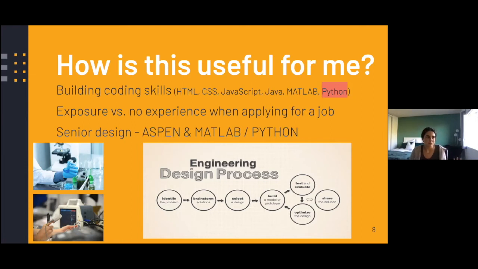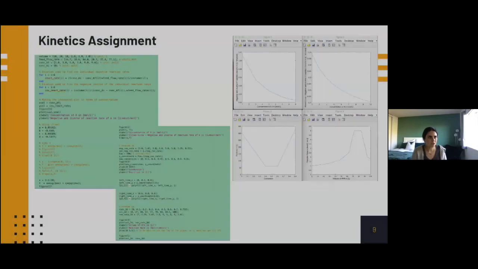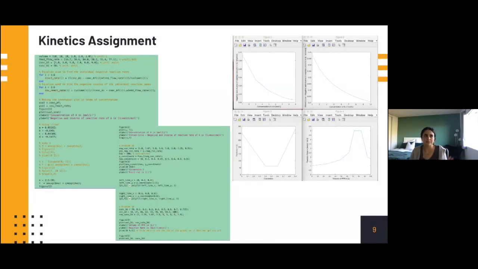Why I'm bringing this up is that although Aspen does some calculations for me, I can even add Python on top of my Aspen simulations to have even more data sets and even more analysis. So it's definitely a good skill to have on top of what I'm doing right now in Aspen in my senior design project. Here are some examples of what I was doing in MATLAB, and I will show what I did in Python as well, just to compare.